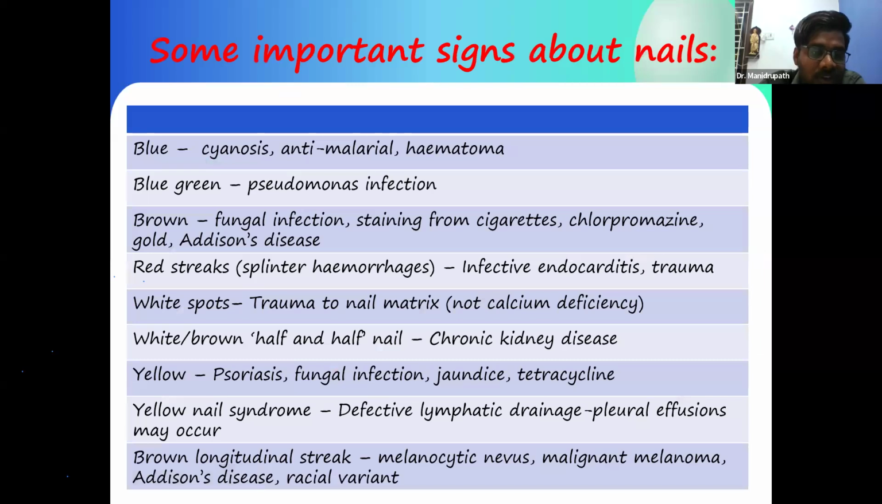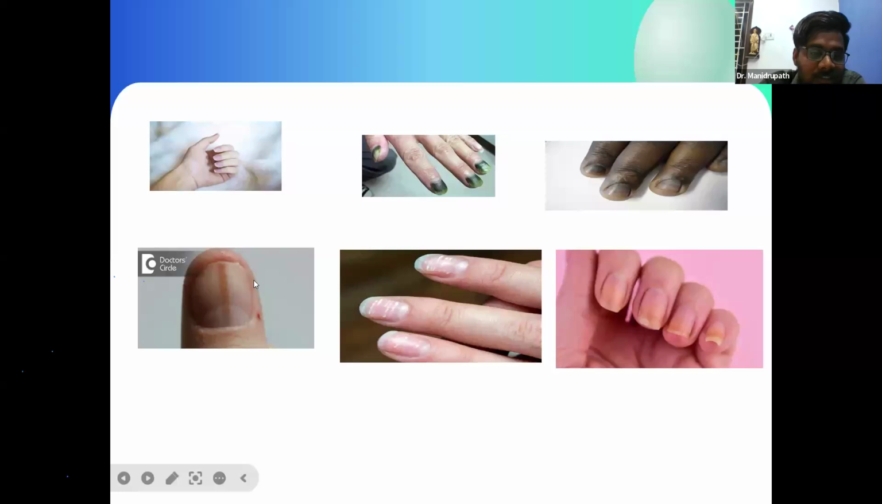This is what we have studied. See the red streaks and the splitting hemorrhages. The nail pattern is this. This is the picture. This is white spots, and this was yellow discoloration of the nails. You can take a screenshot of this picture, so that could be helpful for you.